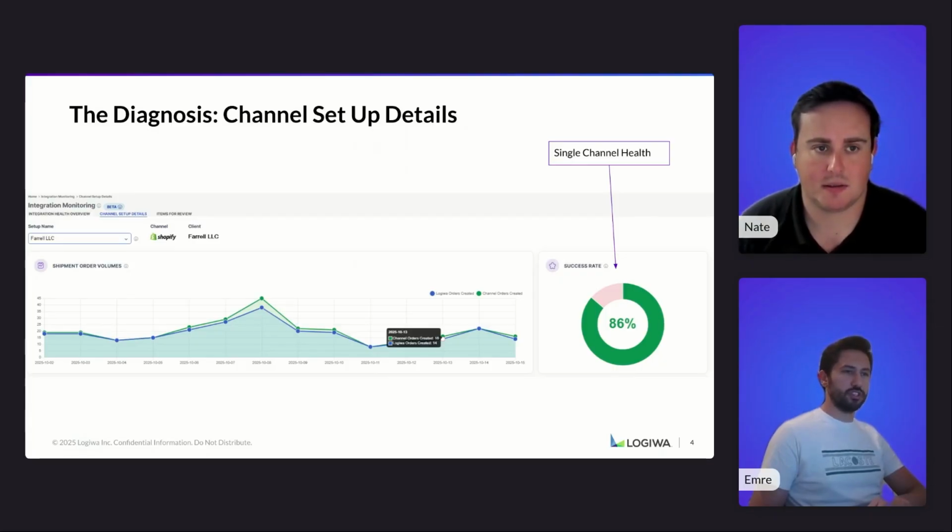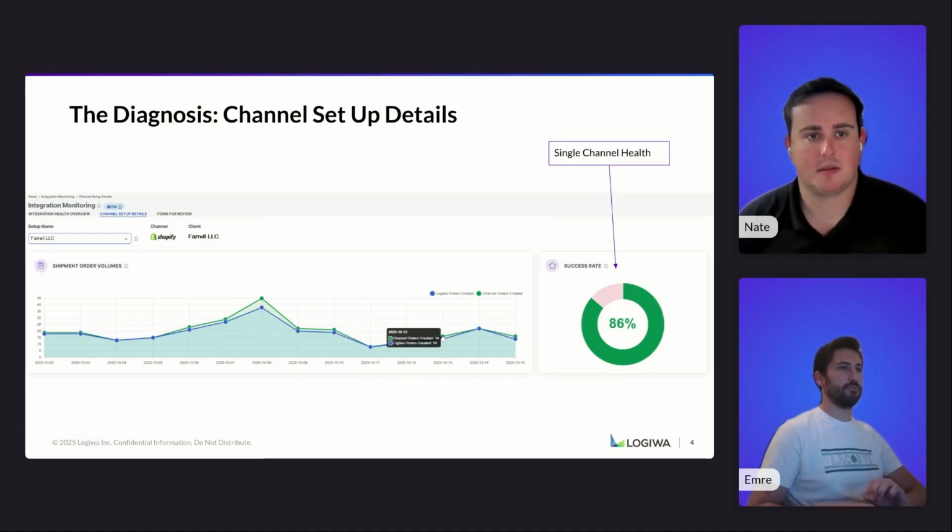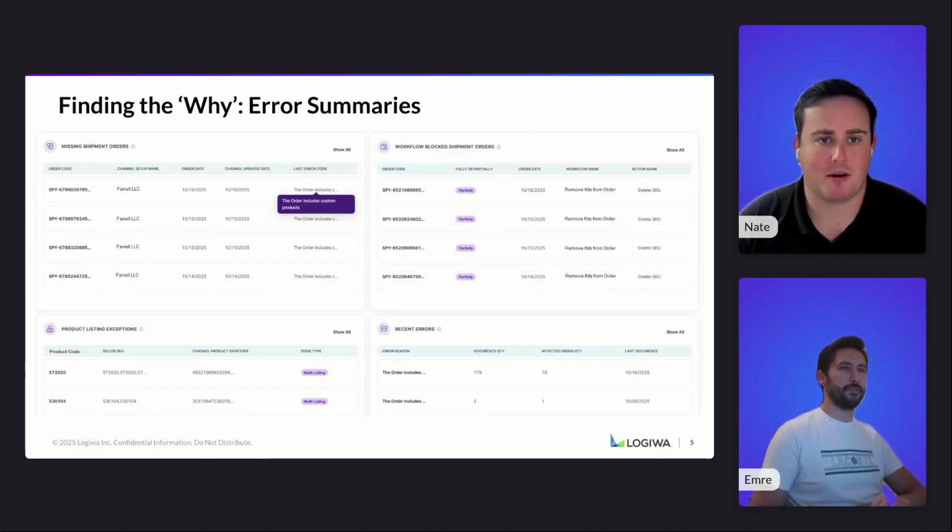The lower the percentage, the bigger the problem. But the real diagnosis comes when we scroll down. The system provides error summaries that tell us exactly why those orders failed. This is where we find the root cause. Okay, so the gap in the graph and the success rate chart tells us that there is a problem.